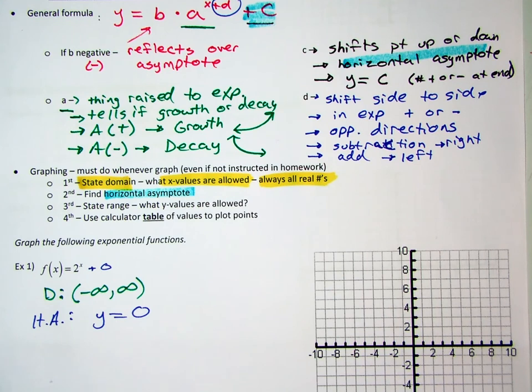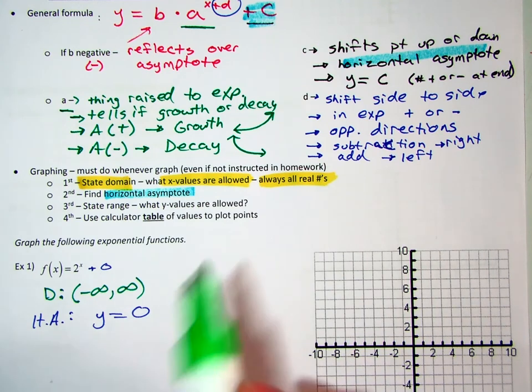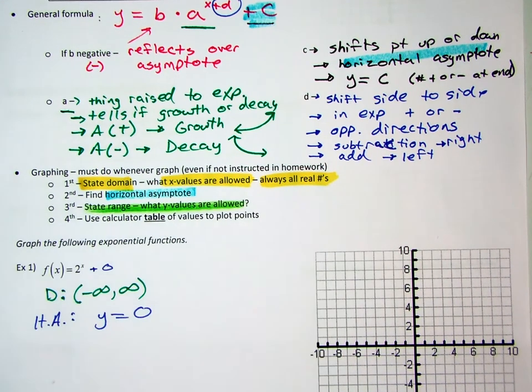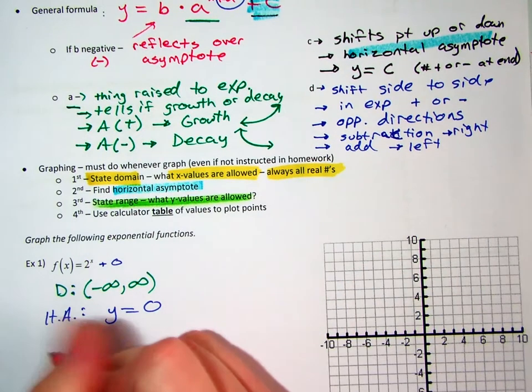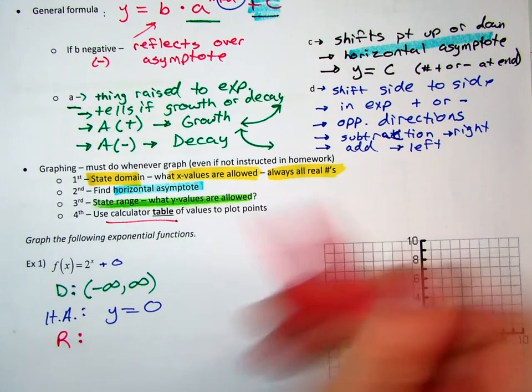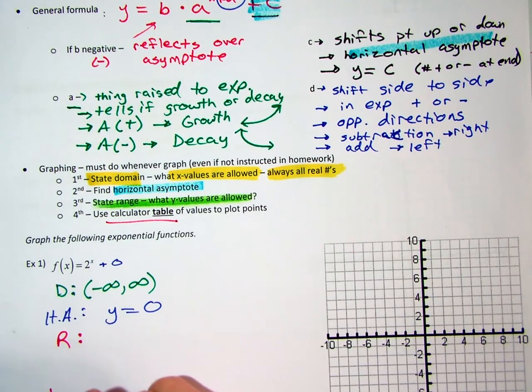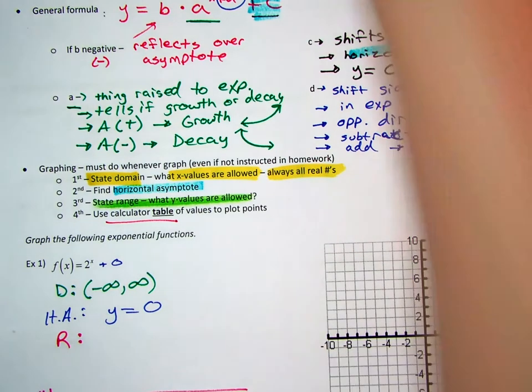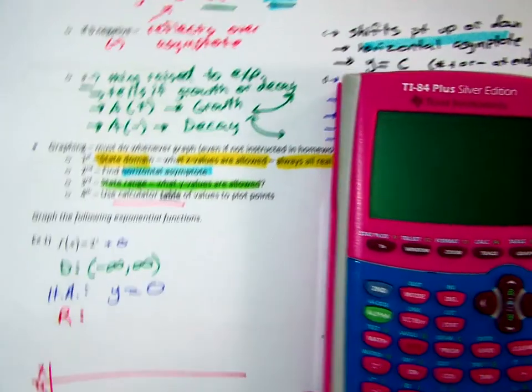Then we need to state the range. In other words, what are the y values that are allowed? So my next step is to think about range, which are my y values. Now the easiest way to do that to me would actually be to kind of skip to the next step and use your graphing calculator to create a table of values. So we can create a table of x, y values.